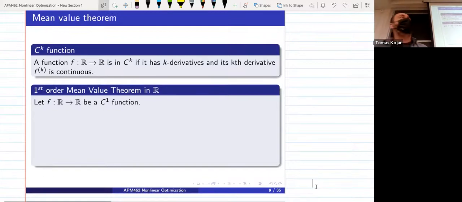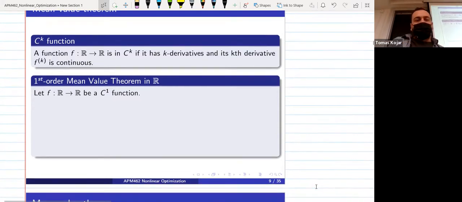So now we start from first year calculus. I'm going to prove to you the mean value theorem, so that we have it in our head, because this is really the foundation for the whole course. So take a C^1 function, meaning that f is differentiable and f prime is continuous.